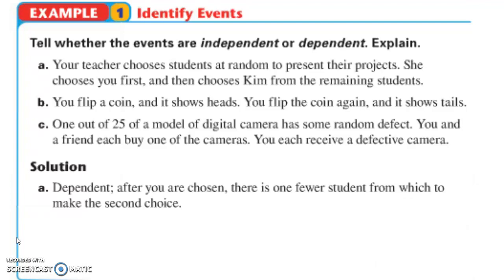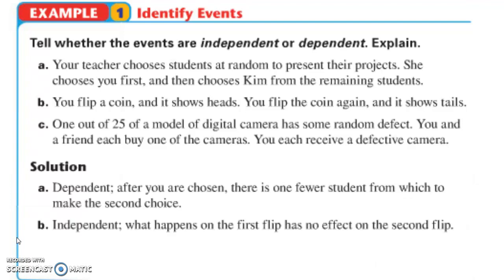You flip a coin and it shows heads, and you flip it again and it shows tails. Are these events independent or dependent? Well, we used that as one of our examples at the top of the video. Those are independent events. What happens on the first flip does not affect the second.